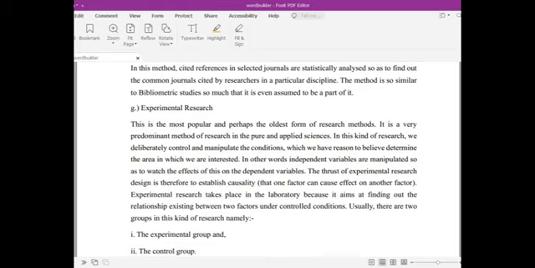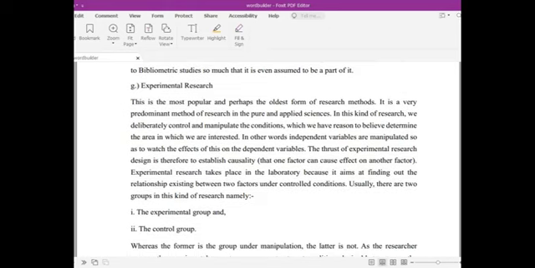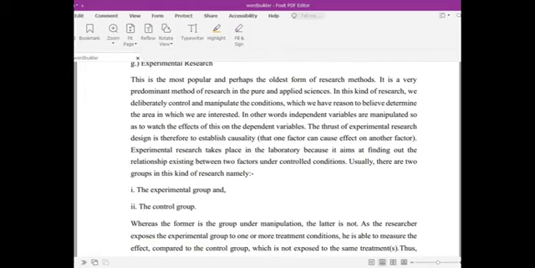The thrust of experimental research design is therefore to establish causality, that one factor can cause effect on another factor. Like this antibiotic and microorganism, the effect of the antibiotic on the microorganism. Experimental research takes place in the laboratory because it aims at finding out the relationship existing between two factors under controlled conditions.